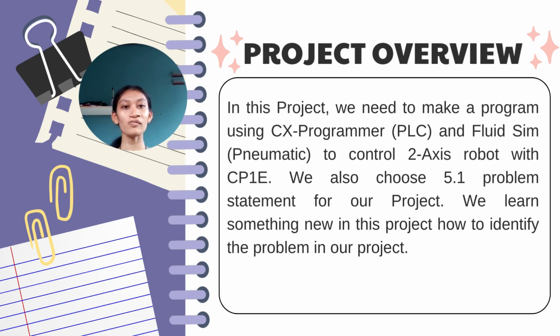In this project, we need to make a program using the programmer and the Steam Kinematic to control two-axis robot with AP1. We also choose 5.1 problem statement for our project. We learned something new in this project, how to identify the problem in our project.